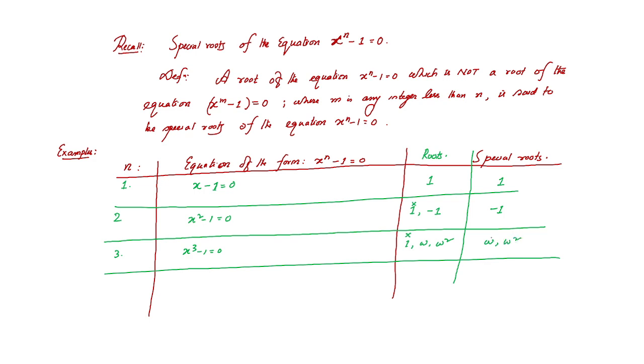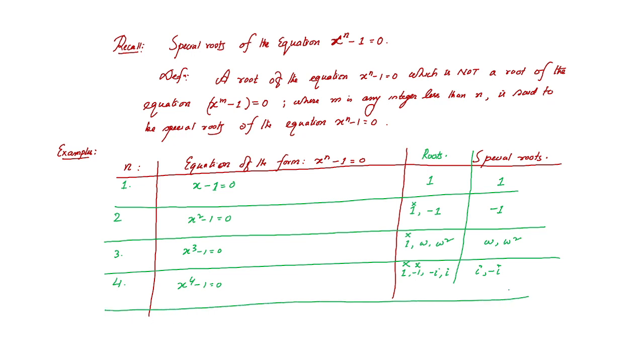Now we come to the equation for n equals 4. It will be x to the power 4 minus 1 equals 0. So what are the roots? 1, minus 1, i, minus i. But 1 is the root of x minus 1, x square minus 1, x cube minus 1. That's a lower degree equation, so this is not a special root. Minus 1 is also a root of x square minus 1, where 2 is less than 4. So this is not a special root. The special roots are here, i and minus i.